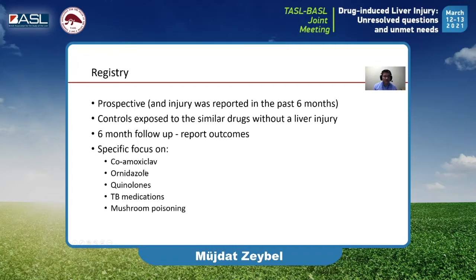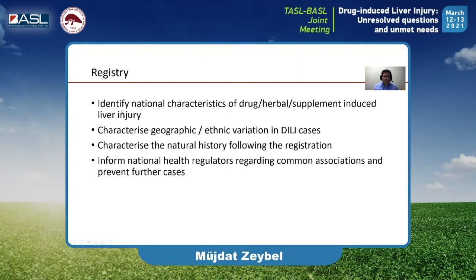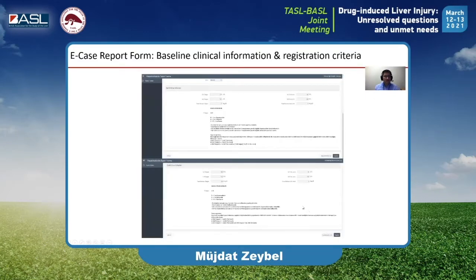We have a specific focus on some medications like Comex Club or nitazole, quinolones, TB medications, and mushroom poisoning, but it is not restricted to these agents. We also get information regarding others. We would like to identify our national characteristics of DILI, and Turkey is a big country with some geographic and ethnic variation. I believe there is also some variation in clinical practices, so it will be very important to gather this information. We would also like to establish the natural history from this drug-induced liver injury cohort, and we will discuss this with our local authorities.